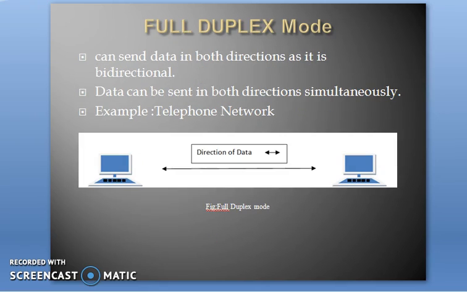And now we can see another mode of transmission, which is called the full duplex mode. In full duplex mode, this can also transmit data in both directions, and it is also called bidirectional. And this transmission of data can occur simultaneously. An example is the telephone network. While we are making a call, the caller can speak, which can be heard at the other end. At the same time, while the caller is speaking, the one at the receiver end can also speak back. So both directions of flow of data are possible in the case of full duplex mode.